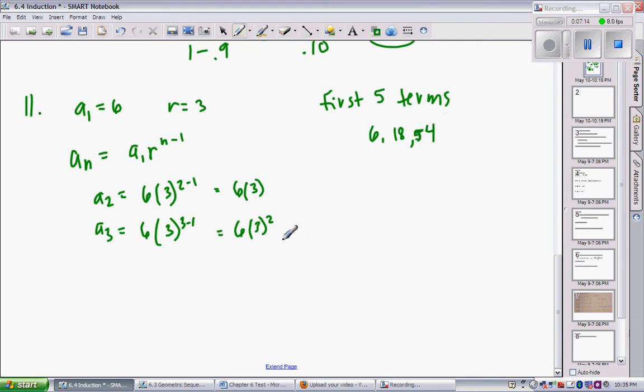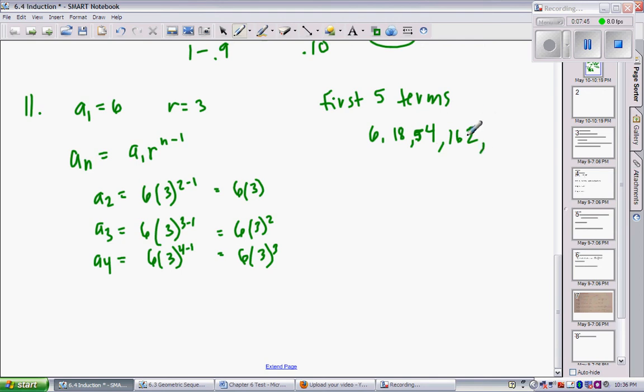Okay, and then we have a sub 4: 6 times 3 to the 4 minus 1 equals 6 times 3 cubed. 6 times 27, I don't know that off the top of my head, is 162. You'll notice there's a common theme here. Each one of these is being multiplied by 3.